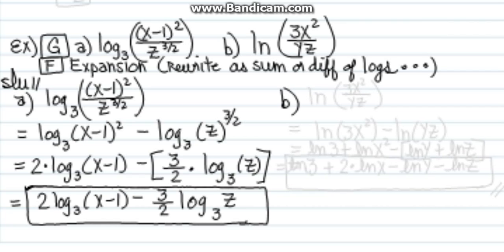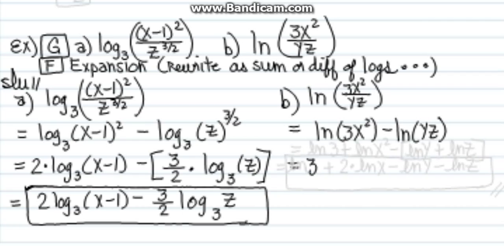Part B, we're going to expand natural logarithm of the quotient 3x squared over y times z. First, we'll do the natural log of the top minus the natural log of the bottom. That's a rule of logarithms. And then we're going to use the multiplicative law, because check out the first term. The first term is natural log of 3 times x squared.